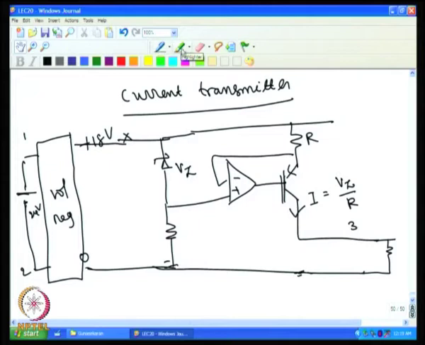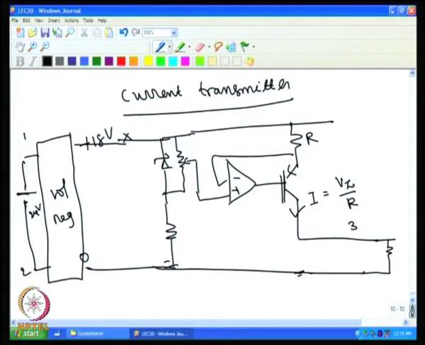For example, I can add the potentiometer here across this, then connect the potentiometer like this. If a potentiometer change is supposed to produce a current change here, then this model can be employed. When the potentiometer is at one end, then you will have 0 milliampere current, because this voltage and this voltage will be at the same potential.